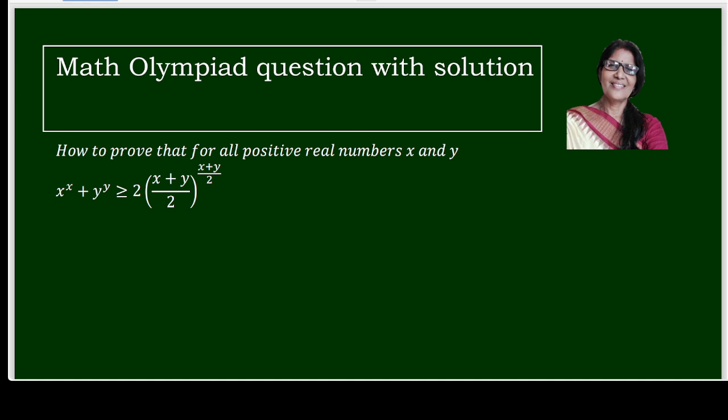So today I have taken a Math Olympiad challenge. How to prove that for all positive real numbers x and y, x^x + y^x is greater than or equal to 2 times (x+y)/2 raised to the power (x+y)/2.